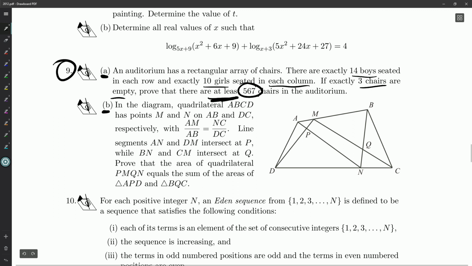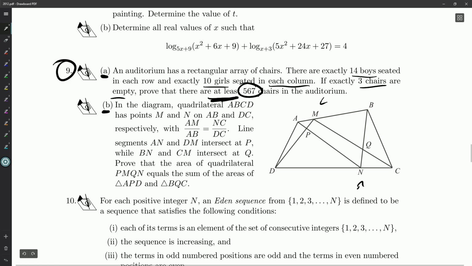B, what do we got for B? In the diagram, quadrilateral ABCD has points M and N on AB and DC, so that we've got some ratios. So ratios here, I might start thinking, just because I'm seeing all these triangles here, we might start thinking similar triangles, but we don't quite know what's going on yet. All I know is it's going to be a geometry question, probably.